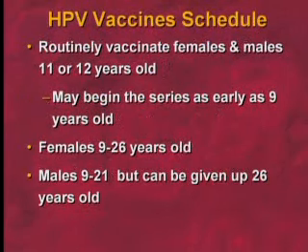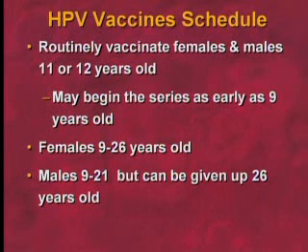Now, we want to routinely vaccinate these males and females beginning at 11 or 12. However, you can start as early as 9, okay? On females, you can go 9 to 26, and on males, you can go 9 to 21, but you can give up to 26 years old if you have a man that has sex with other men or that is an immunocompromised man, like an HIV positive. We can go up to 26.